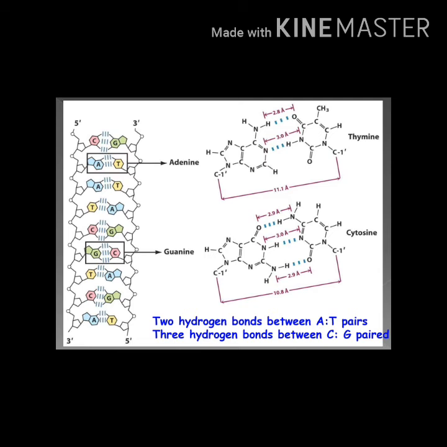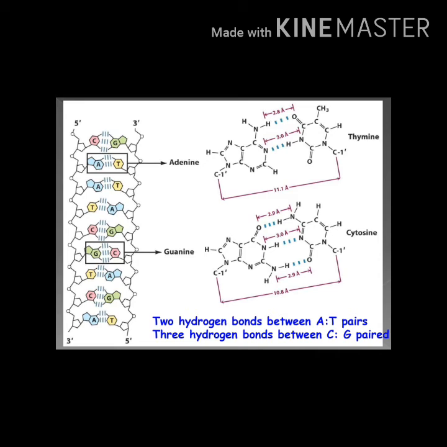Same hydrogen bonding pattern is shown in this diagram. Here, first of all, adenine binds with thymine with an overall distance of 11.1 angstrom, in which there are two hydrogen bonds: the first one between hydrogen and oxygen with a 2.8 angstrom bond length, whereas a 3.0 angstrom bond length between nitrogen, hydrogen and again nitrogen.